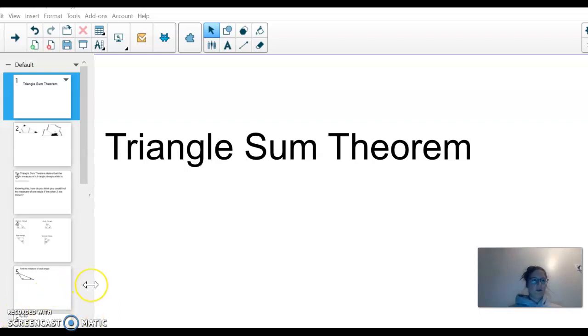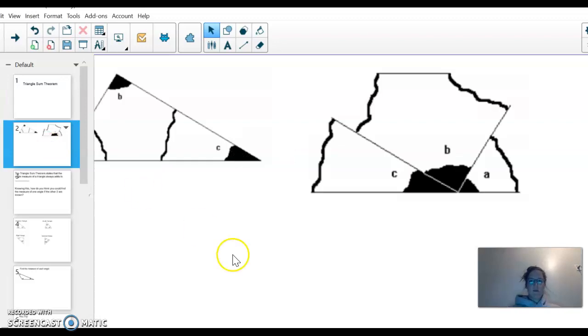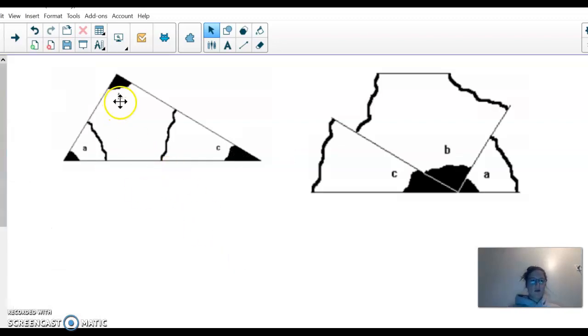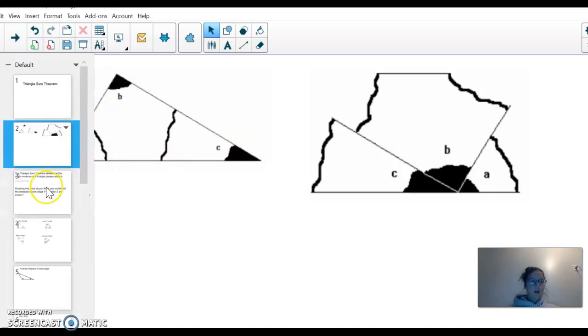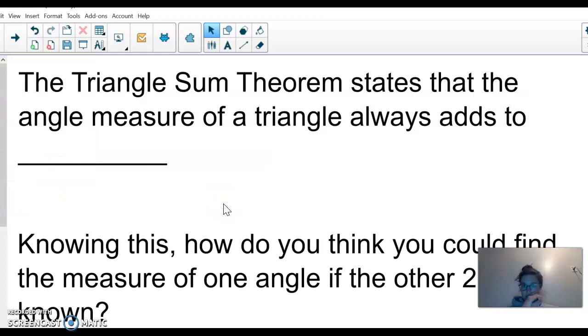Alright guys, what we're going to talk about today is the triangle sum theorem. And what it stems from is a triangle forming a straight line. So what you should know is that your straight line forms a 180-degree angle. So that means that your triangle will add up to 180 degrees. And that brings you to the triangle sum theorem.